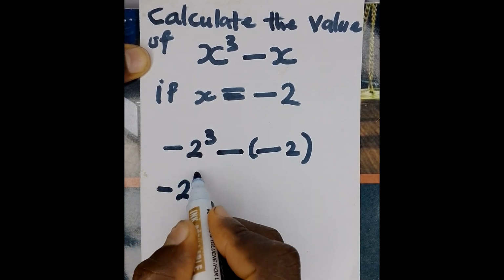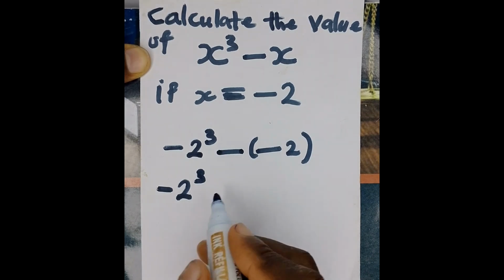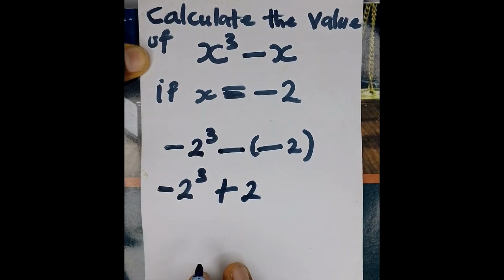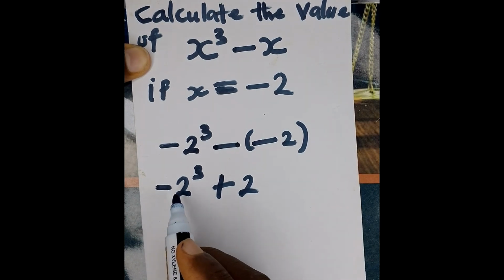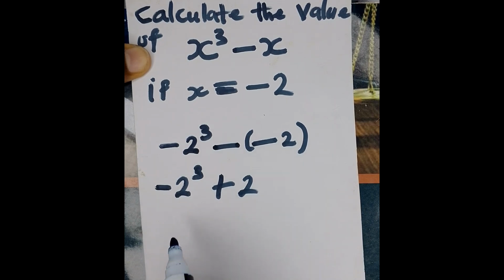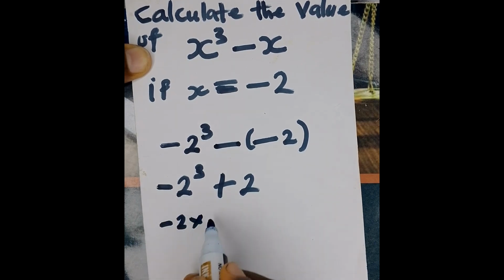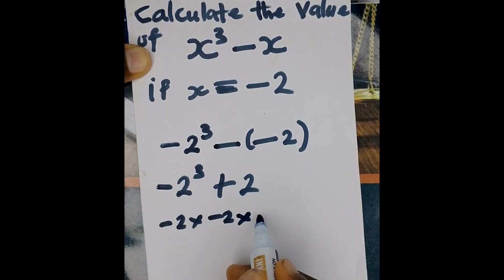So minus 2 to the power of 3. Minus times minus is plus 2. Okay? So the next step is to expand this. So minus 2 times 2 times 2. So we have minus 2 times minus 2 times minus 2.